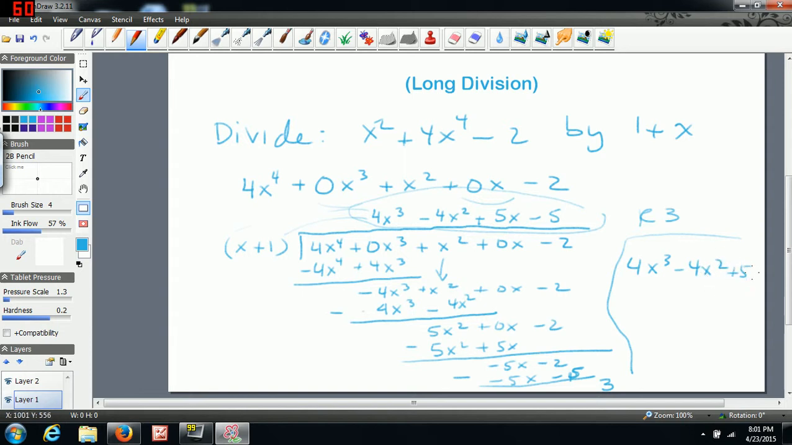4x cubed minus 4x squared plus 5x minus 5 plus, and then 3 over whatever you're dividing by, so 1 plus x. So you would write the remainder with your answer, and you would write it as 3 over your divisor. Okay, so that's how you would solve something like that.